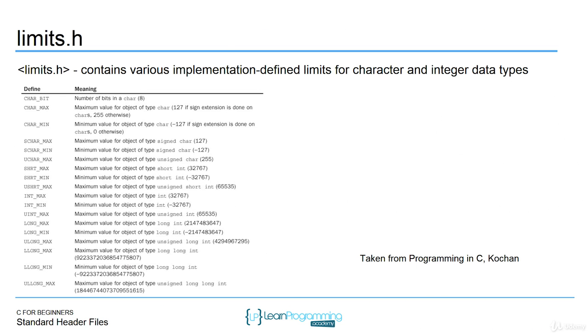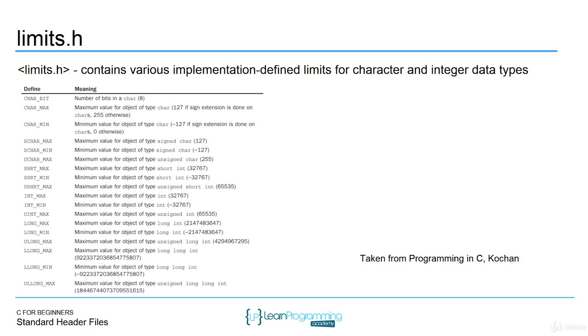We also have our limits.h header file. Limits.h has a lot of important constants as well. It contains various implementation defined limits for character and integer data types. So you can go through this list. There's so many of them. Again, I just wanted you to be aware of them. You don't have to memorize these. Sometimes you may need to use them depending if you're running on different platforms.